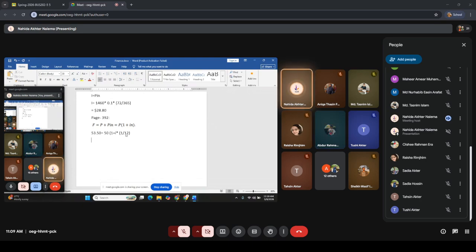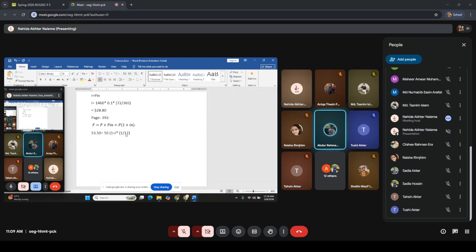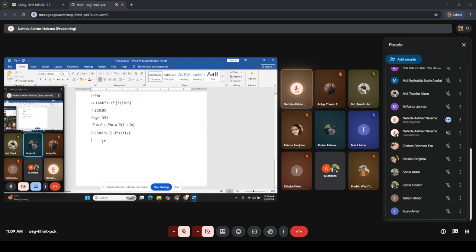So can we find the I from here? Aitaki, please try finding the I from here. Yes, ma'am. So what will we do? 53.5 divided by 50, right? Minus 1 times 12. কত আসে? Twelve point four.